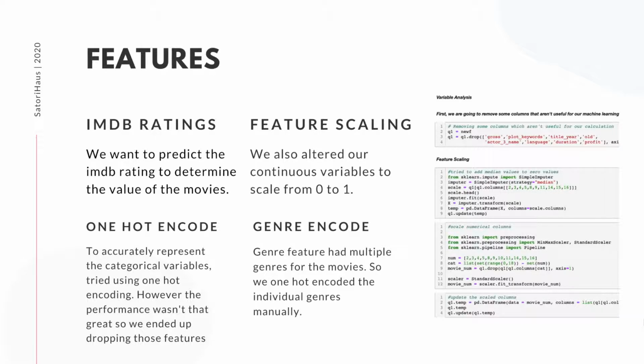However, after one-hot encoding all the categorical variables, it was overcomplicating the model. As a result, our performance level was very poor. So we ended up dropping these features. However, we kept our one-hot encoded genre feature. Our genre feature had multiple genres for the movies, so we had to one-hot encode the individual genres manually.